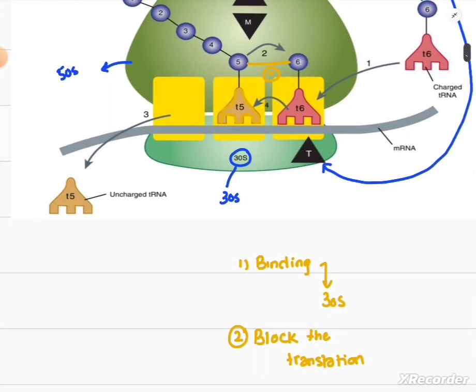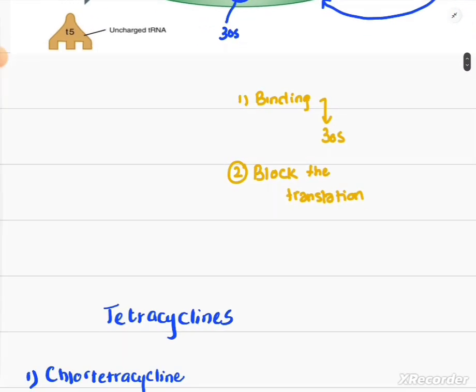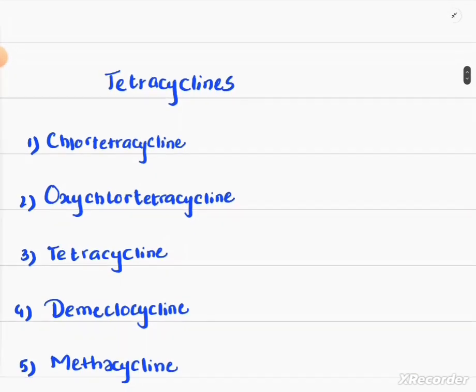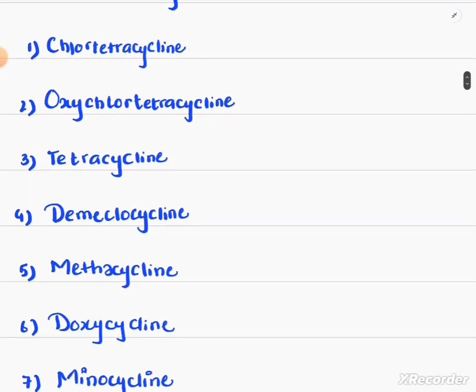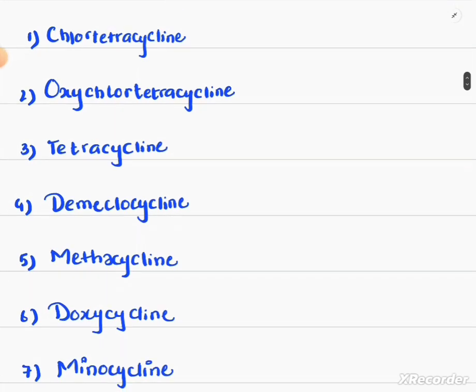Now we will move towards the pharmacokinetics of the drug. In the list of tetracyclines, we have these drugs: chlortetracycline, oxytetracycline, tetracycline, demeclocycline, methacycline, doxycycline, and minocycline. So these are 7 drugs of this group. We also have another drug called tigecycline, and it is slightly different from these drugs, so I'll discuss it separately.